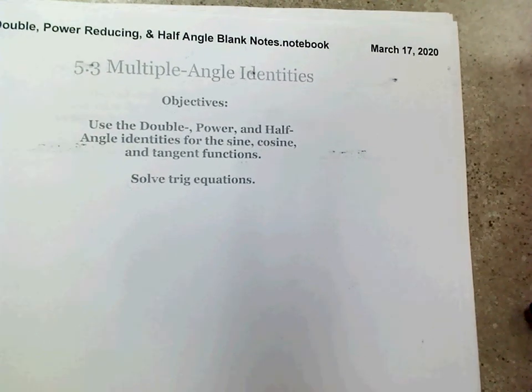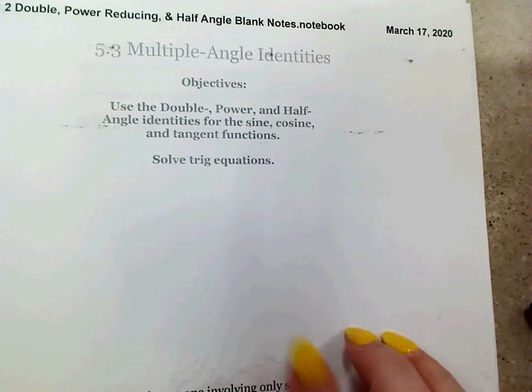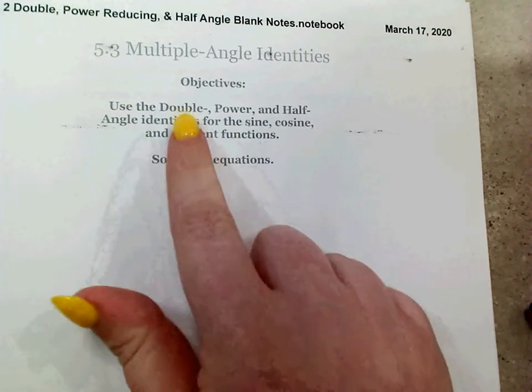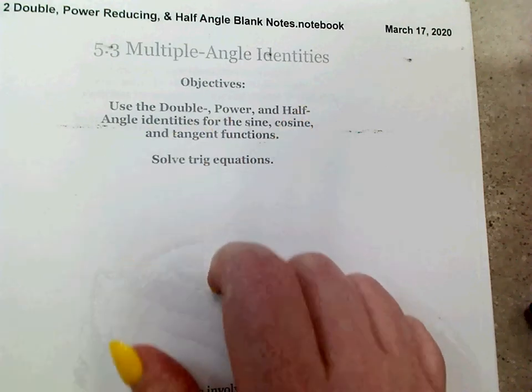Hey guys, so I'm going to go ahead and start the second part of 5.3. We already did double and power reducing, so we're going to do half angle identities and solve some problems.